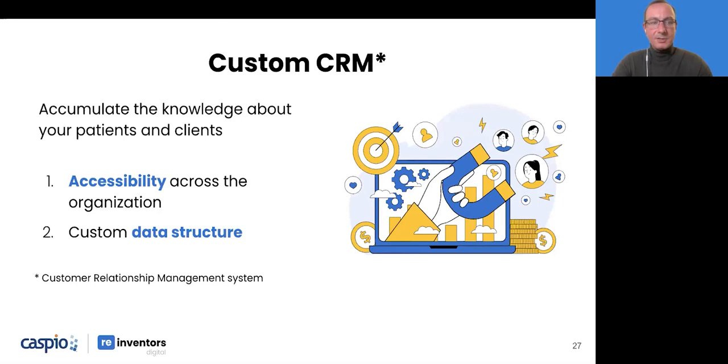Custom CRM. CRM is customer relationship management system, where different companies use it very differently. I know companies that used it as just a centralized address book. Others are using CRM systems to log the phone calls and other interactions with clients. I think that the essence of CRM is accumulating the knowledge about your patients and clients. As a practice, most probably you have lots of information about your patients. In many cases, it may be simply decentralized and not available for analysis.